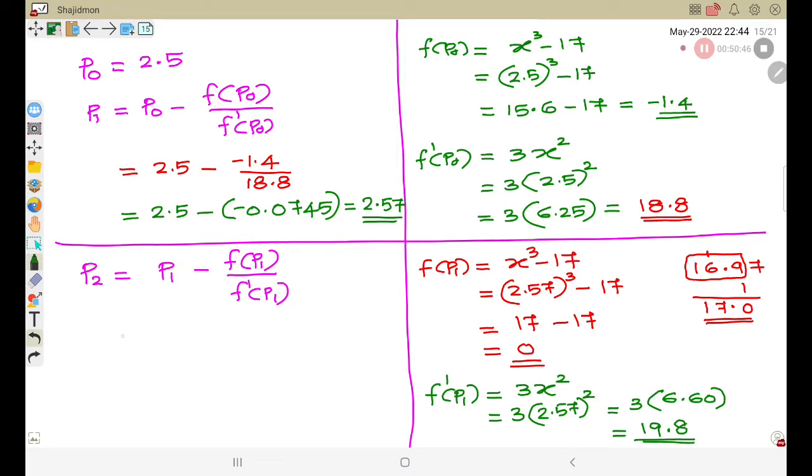Okay, so applying the P1 number 2.57 minus f(P1), which is 0, divided by f'(P1), 19.8. What will we get as the answer? 2.57. So here also, with 3-digit rounding, our solution is 2.57, because the P1 number and P2 number are both the same. So that is the exact solution with 3-digit rounding, 2.57. I hope this question is clear.